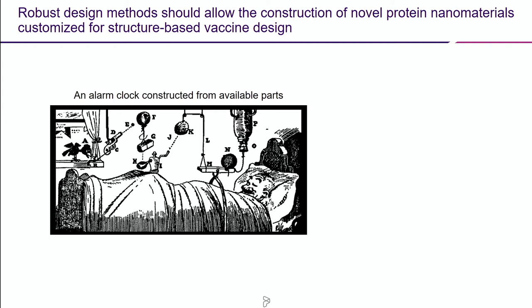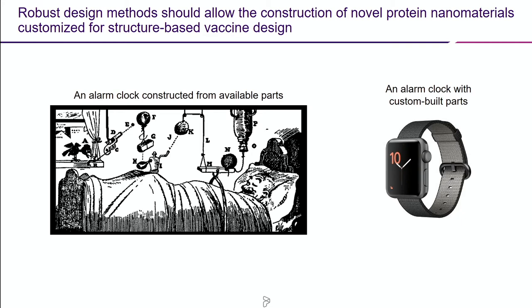And so this is a cartoon that we use to illustrate this. If you were trying to make an alarm clock out of things that you find readily available around your house, you would come up with some ridiculous, non-robust Rube Goldberg contraption, but instead if you build the pieces for the technology that you want, you can end up with an Apple Watch, right? Something that's simple, robust, and controllable. And so that's really our goal, to enable this sort of technological approach to vaccine design instead of just using what's out there.